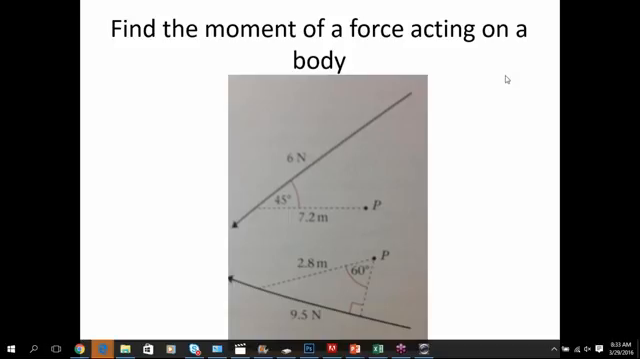1 metre here to that point, and then 3 metres from that point to that point. So 4 metres all up from here to here, so you have to add those. Now what we're going to do is, this force would cause a clockwise turning effect. This force would cause an anti-clockwise one, and we're going to find out what is the overall result.